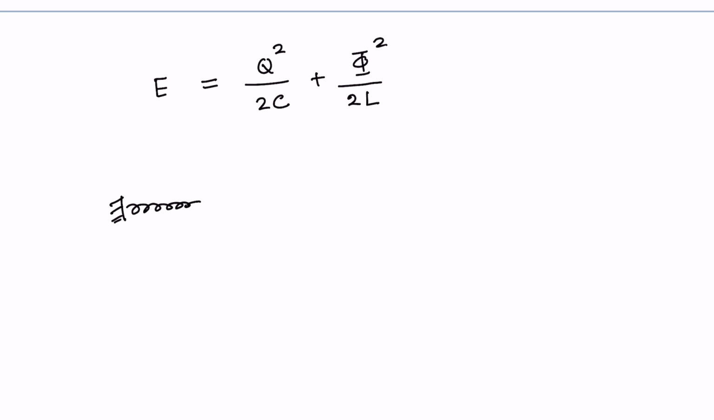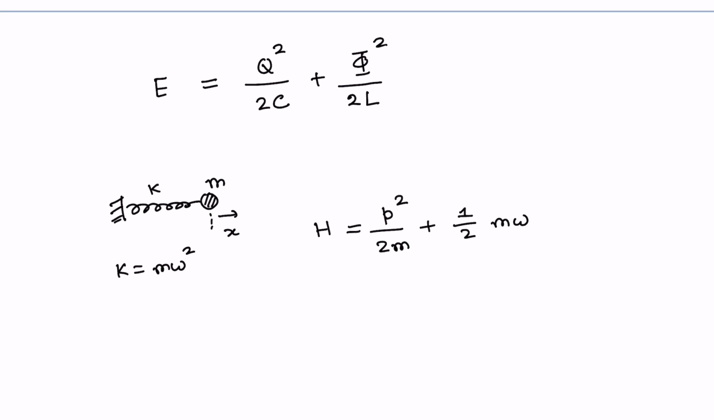If we now make an analogy of this energy expression with the Hamiltonian of a linear harmonic oscillator, that is a mass m attached to a spring constant k, and this mass is displaced from the equilibrium position by a distance x, and k is equal to m omega square, then we know this Hamiltonian can be written for this linear harmonic oscillator as p square by 2m plus 1/2 m omega square x square.